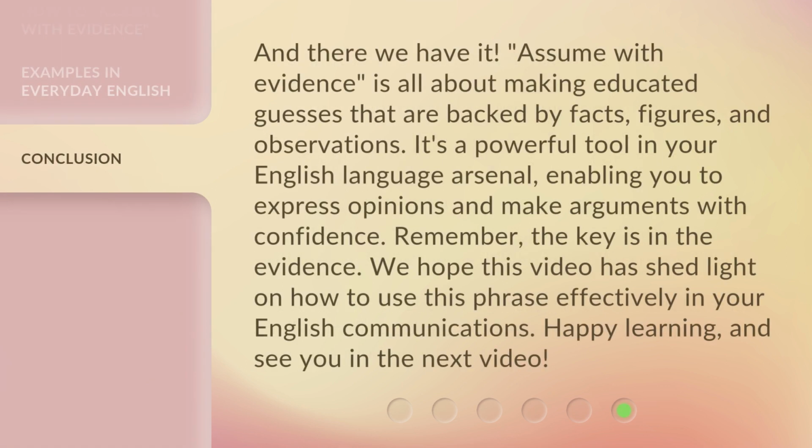And there we have it. "Assume with evidence" is all about making educated guesses that are backed by facts, figures, and observations. It's a powerful tool in your English language arsenal, enabling you to express opinions and make arguments with confidence. Remember, the key is in the evidence.